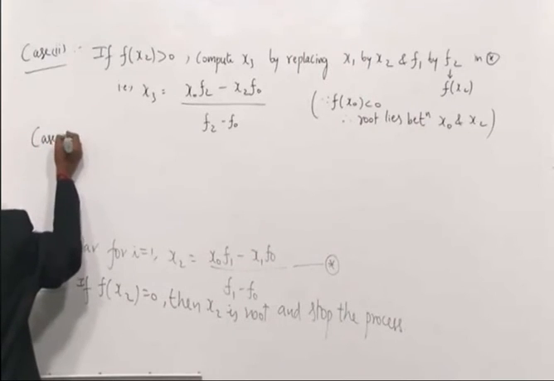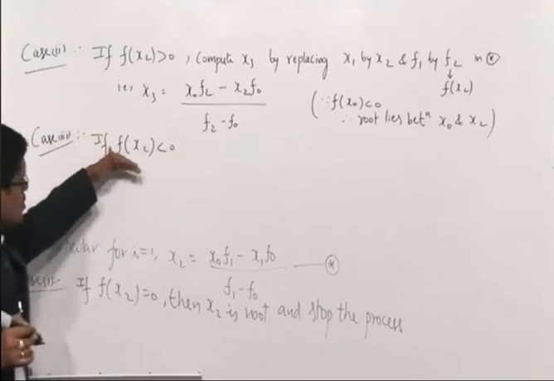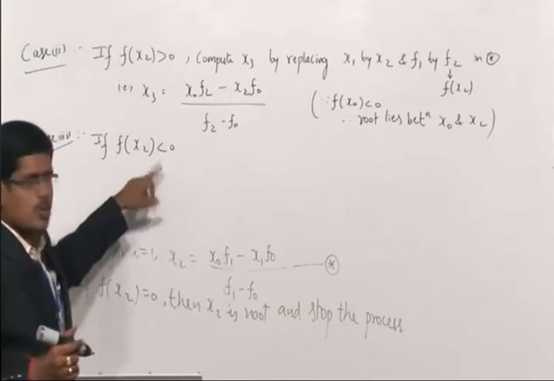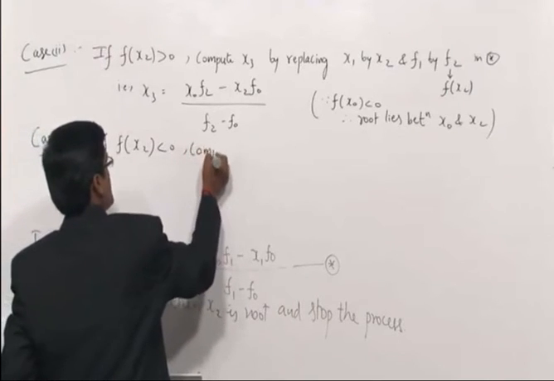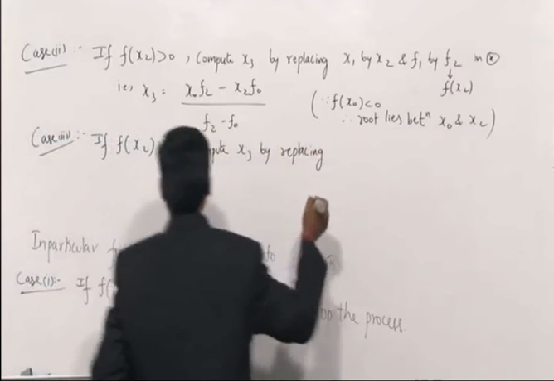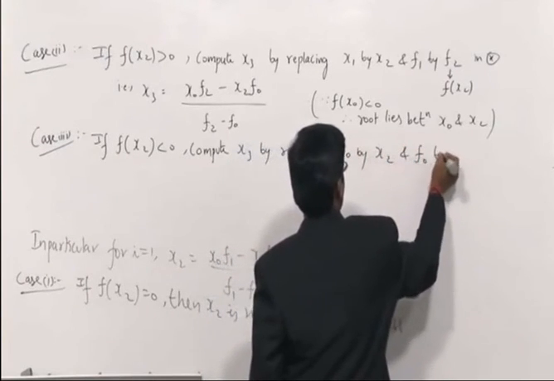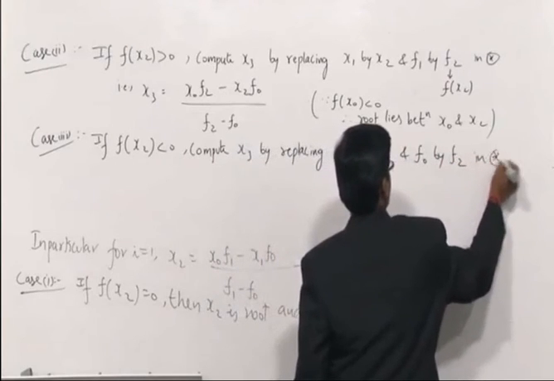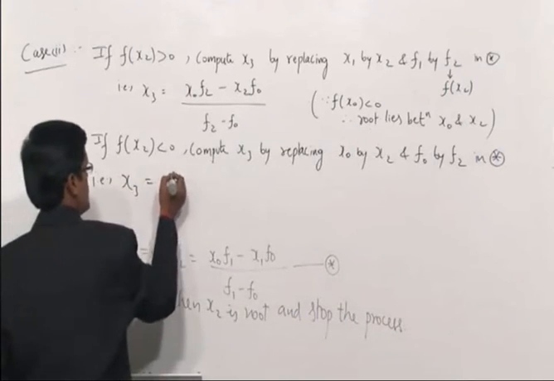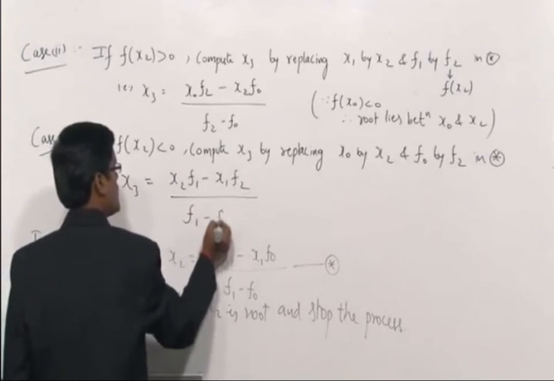Case 3: if f(x2) is less than 0, that means in this case you find a function value greater than 0. Which of the previous ones is greater than 0? f(x1) greater than 0. That means the root lies between x1 and x2. Compute x3 by replacing x0 by x2 and f0 by f2 in star. That is, x3 is equal to (x2 f1 - x1 f2) divided by (f1 - f2).